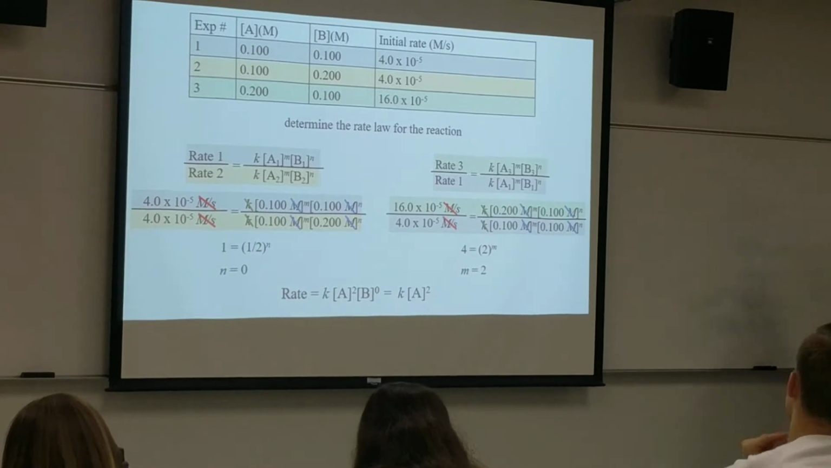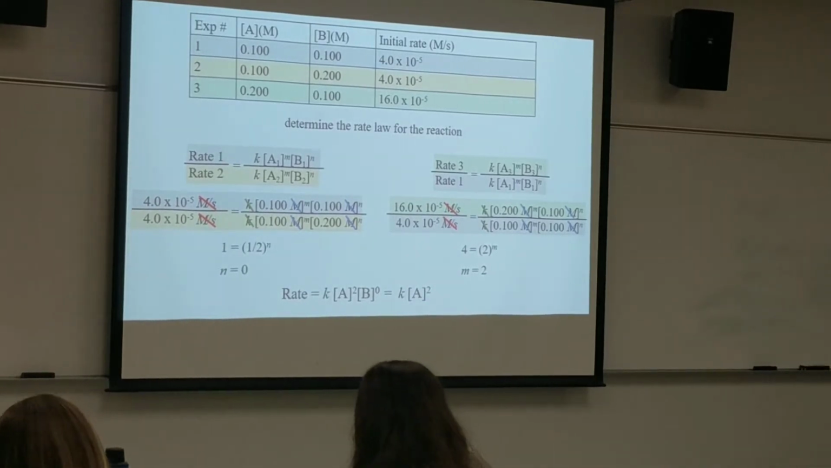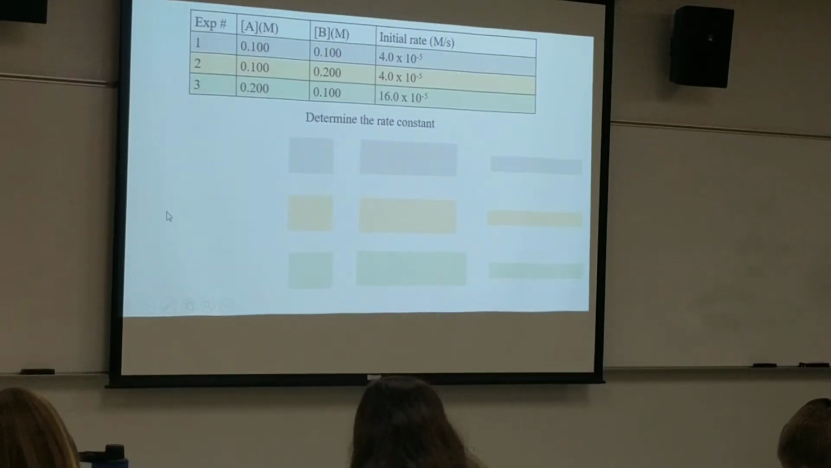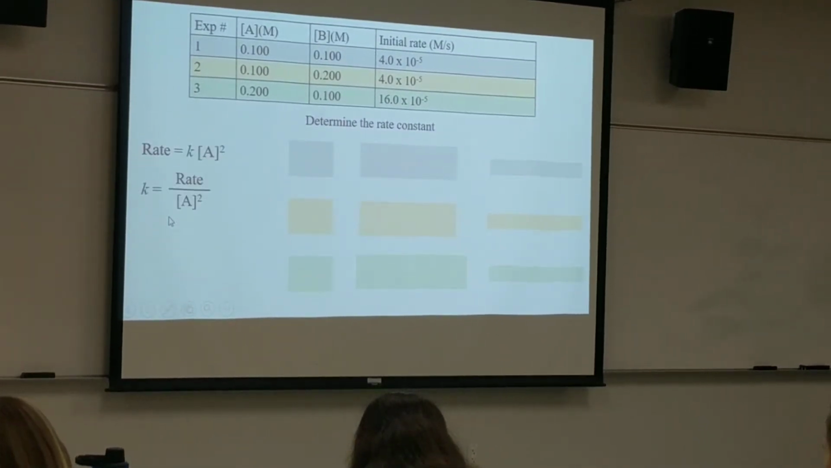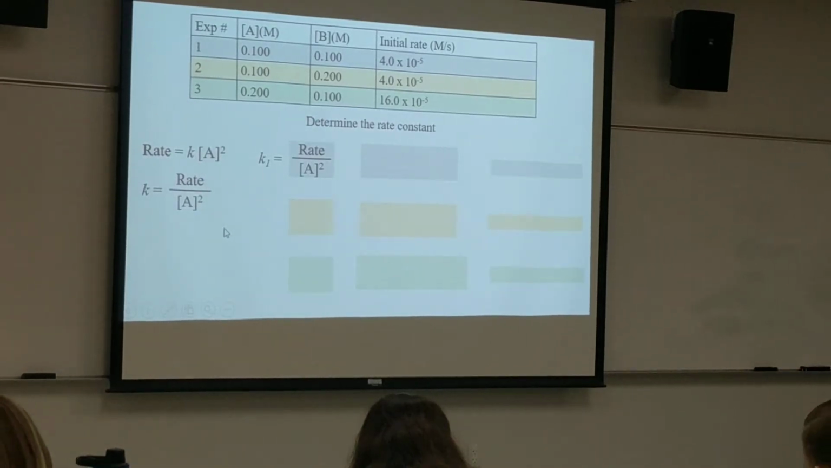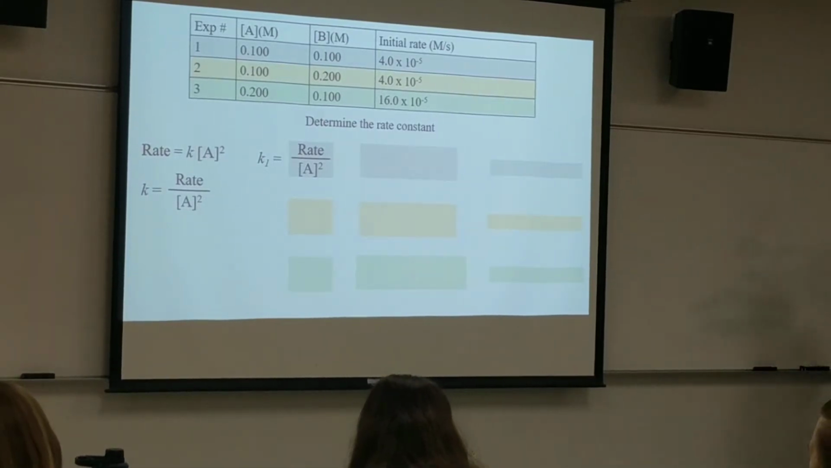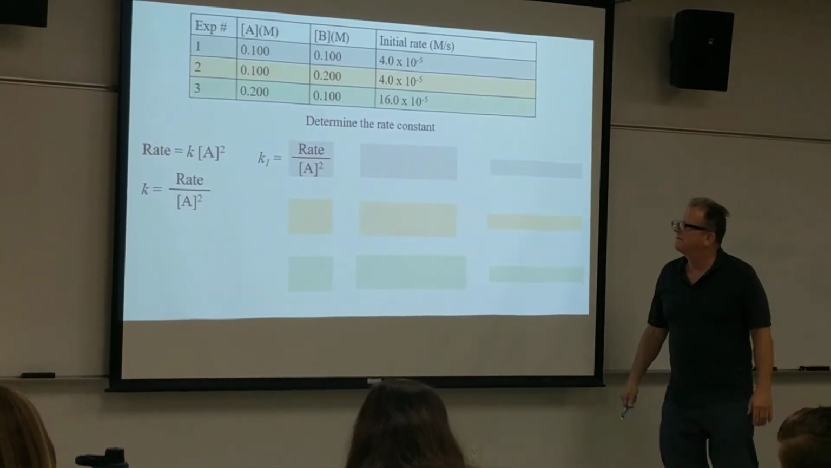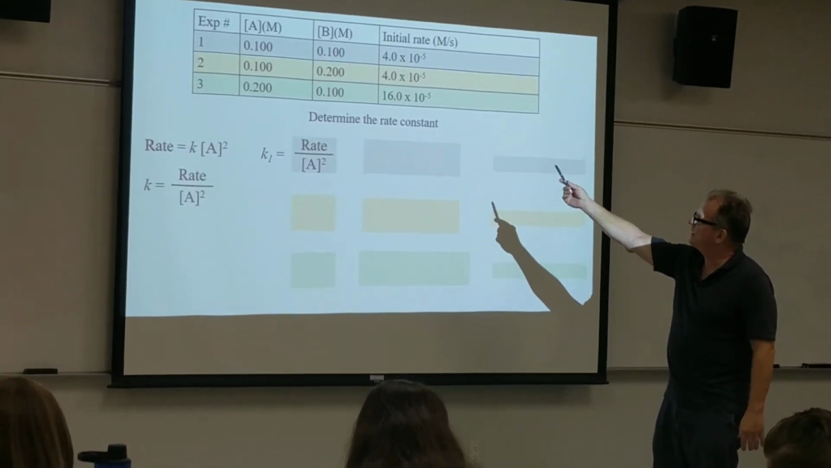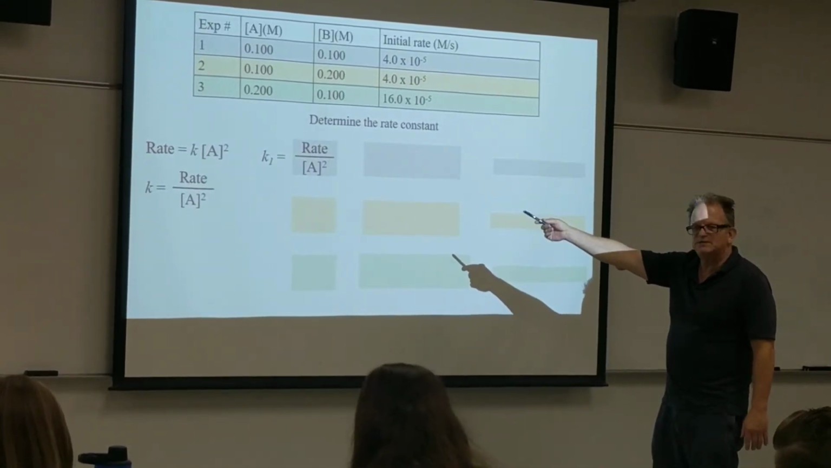That's how we got to the rate law. Now, to determine the rate constant, pick any one of them. If I'm picking the gray one, which is 1, I'd write the rate there, and I'd put in the concentration, square it, and that would give me the rate constant.